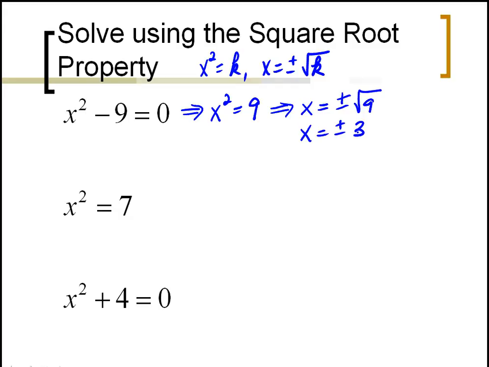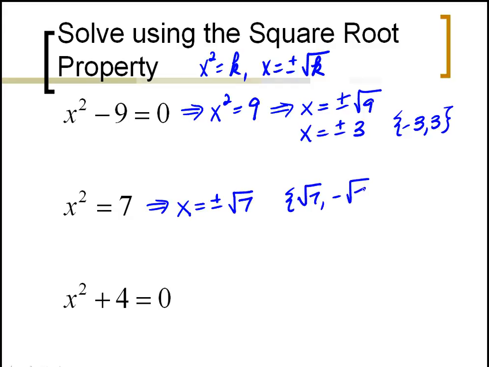Now, in my math lab, you're going to have to enter those as 2 separate solutions, negative 3 and 3. It doesn't have the plus or minus. If x squared is equal to 7, it's already in the form we need. So that means that x is equal to plus or minus the square root of 7, but that can't be simplified at all. So our solutions are the square root of 7 and then negative square root of 7.